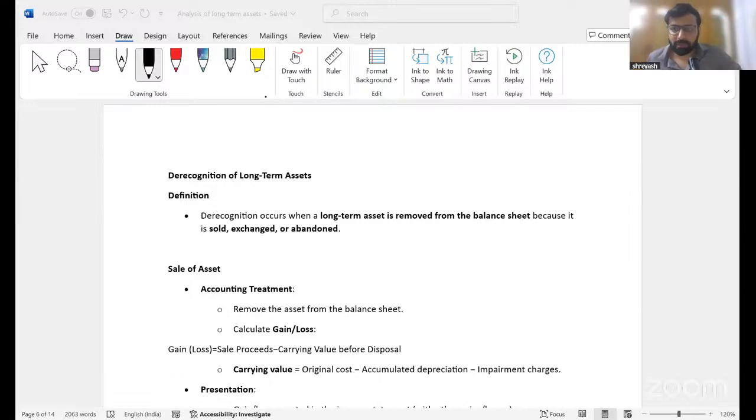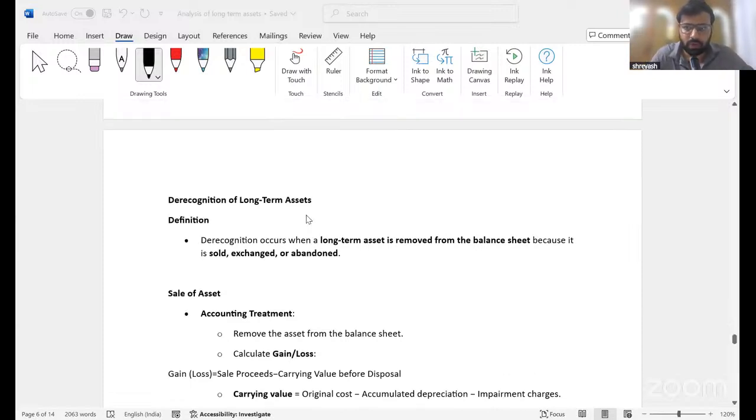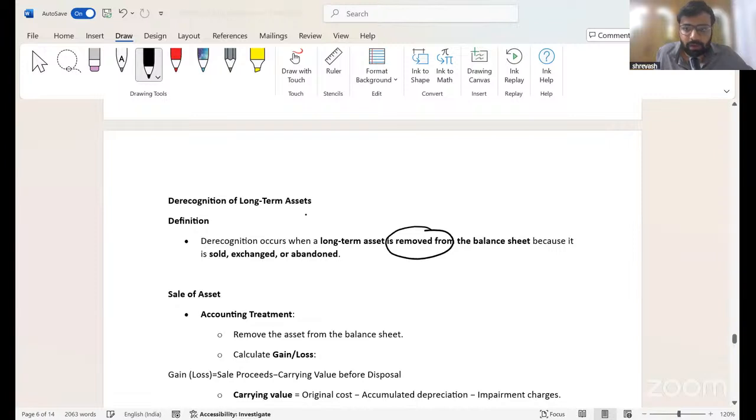All right, I hope you guys are back. Let's get started again. We're now talking about derecognition. What do we mean by derecognition? It is when an asset is completely removed from my books of accounts, basically the balance sheet.